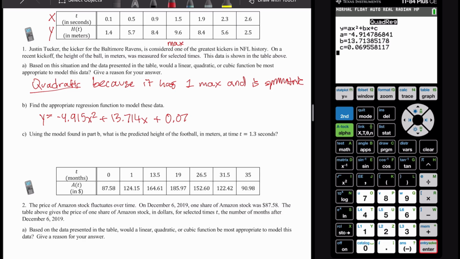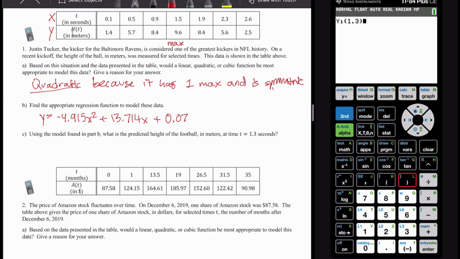And now C, using the model found in part B, what is the predicted height of the football in meters at time t equal to 1.3 seconds. So time is that x value we see here, and so we want to alpha trace, which is how we got the y's. We're going to use the y1, so we're going to click on that, and then parentheses the number that we have. This is only going to work if you're asked to find the y and you're given that x value, because t is an x value.